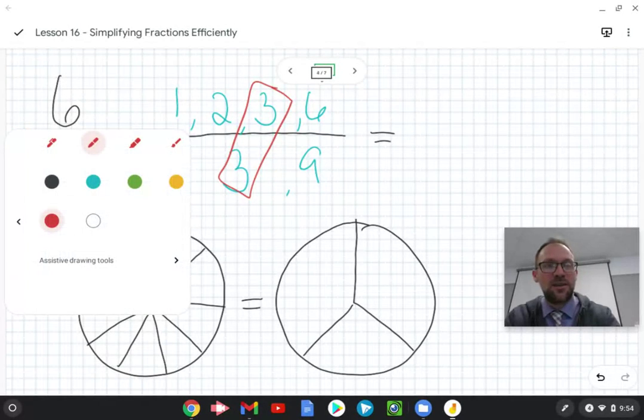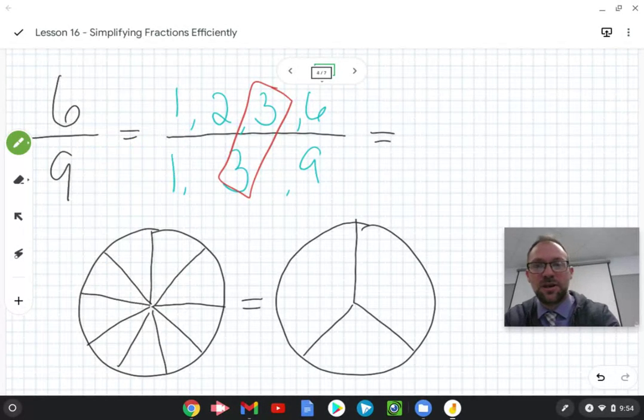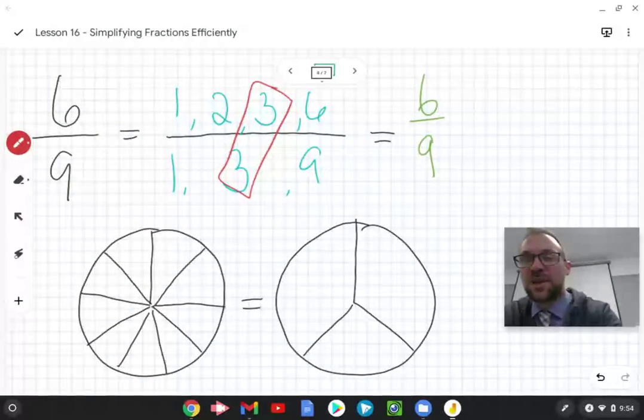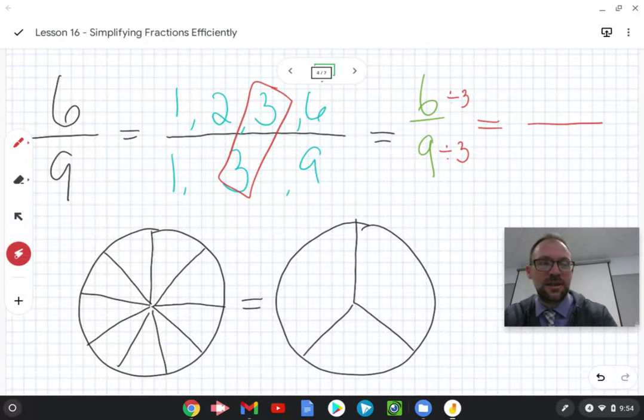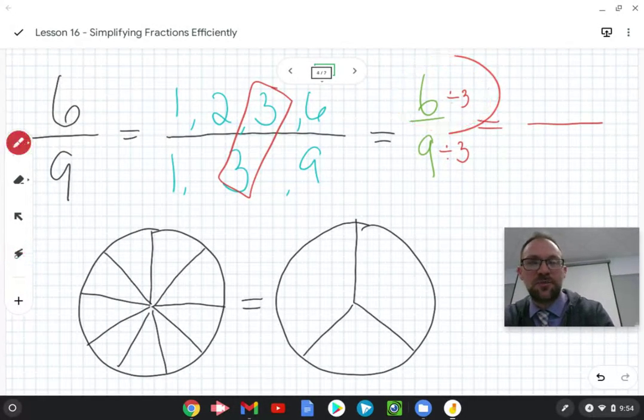So let's rewrite our fraction over here, 6/9. And now let's divide by that greatest common factor. That's step 2. So 6 divided by 3, 9 divided by 3. And we're going to get, well, let's see here. 6 divided by 3, that's 2.